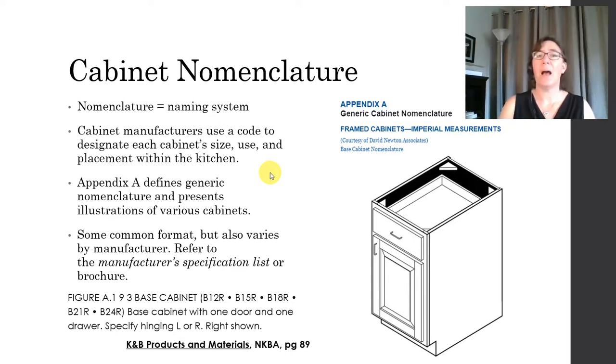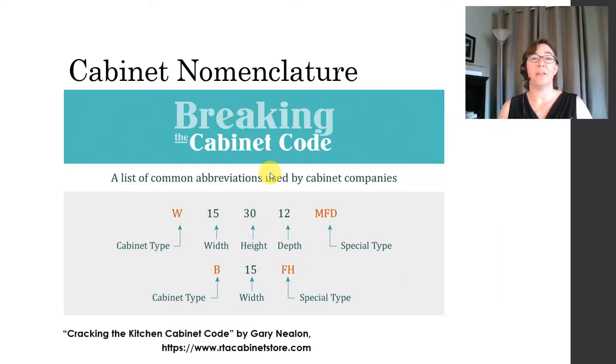There are some common codes, some common formats to this nomenclature, but it also does vary by manufacturer. So you need to refer to your specific manufacturer's brochure to make sure that you're ordering the correct thing. In your module, I've placed this article for you. It's called Cracking the Kitchen Cabinet Code, and it breaks down how these nomenclature codes are put together. So let's take a look.